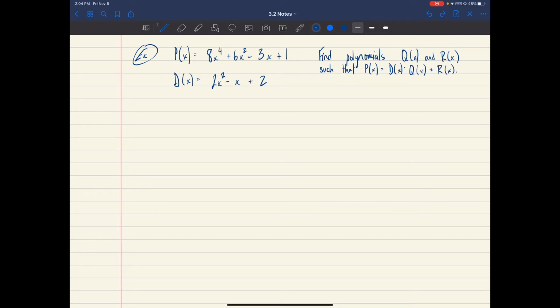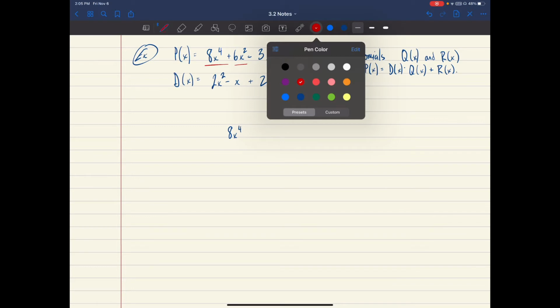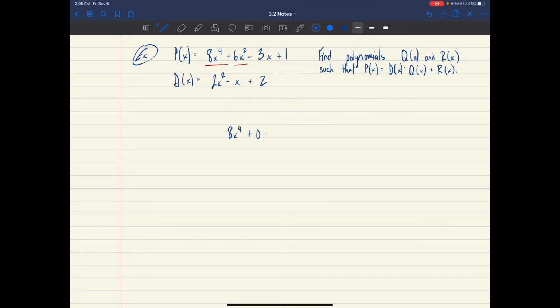So I'm going to go through this. 8x to the 4th plus 6, I made a mistake already. You have to watch this if you have a power that is missing. This is x to the 4th, x squared, so we're missing a cube. When we write these out, we have to have a placeholder. So we're going to write 0x cubed plus 6x squared minus 3x plus 1, and that's divided by 2x squared minus x plus 2.